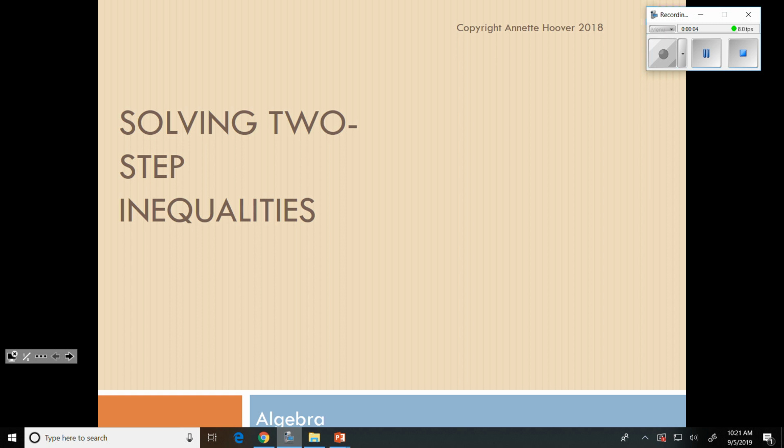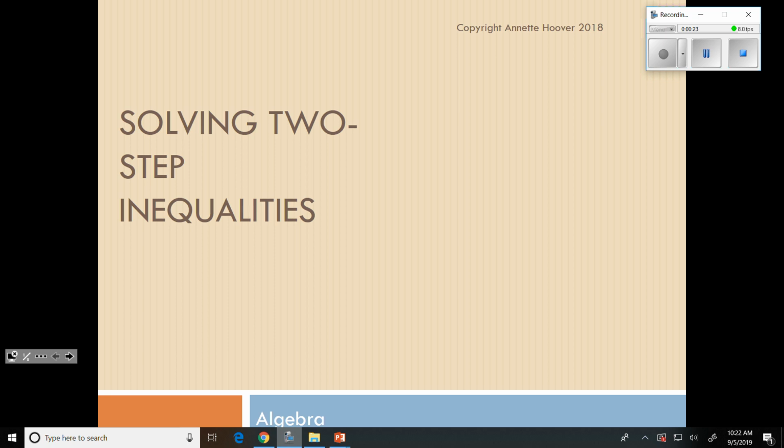Okay, our lesson today is solving two-step inequalities. This is probably a review lesson for most of the honor students, but we're going to move a step farther today and really look at math in the real world. How do we use this in the real world instead of just on a worksheet?